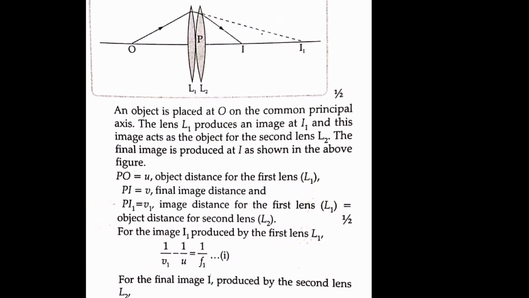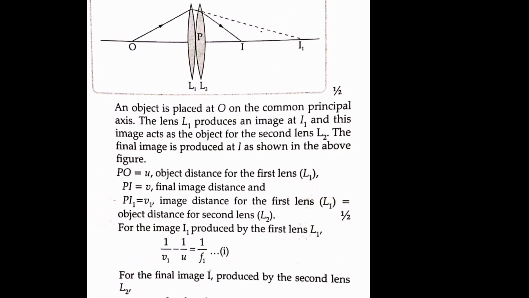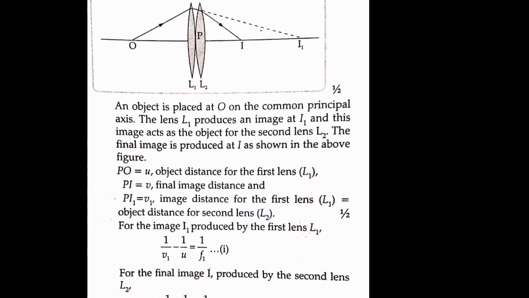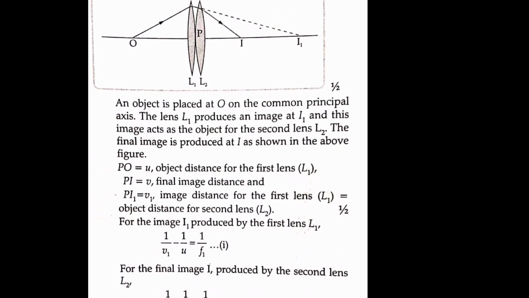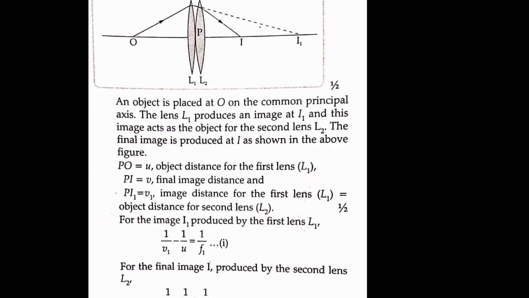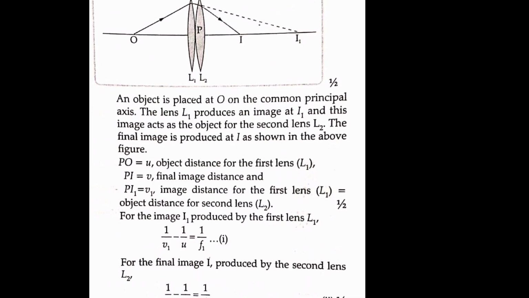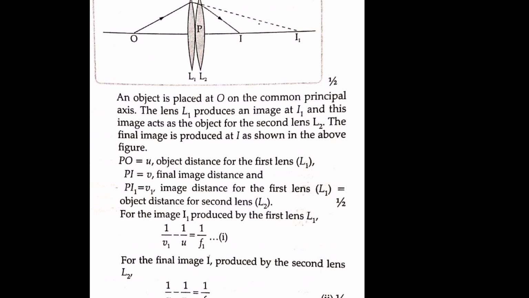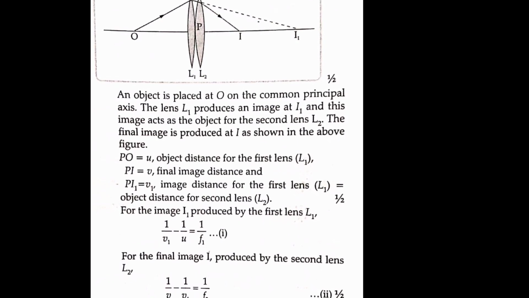So here in the first case we can substitute that equation. What will we get? Instead of V, instead of the image distance, what do we have here? 1 by V1. So 1 by V1 minus 1 by U will be equal to 1 by F1, because this is the first lens. So 1 by F1 we can write. That is our first equation.